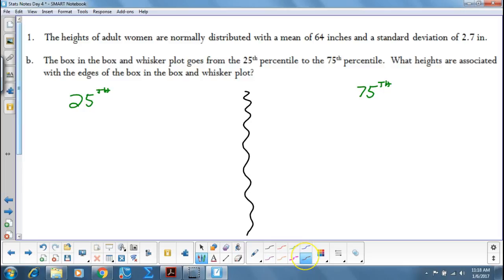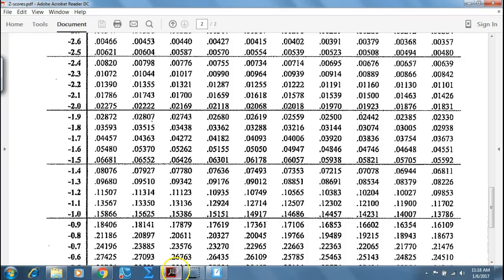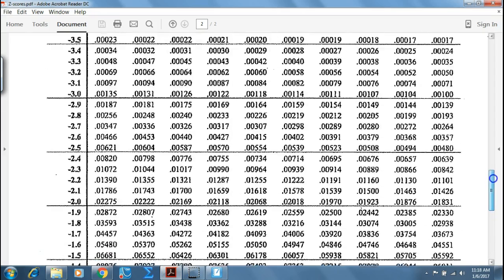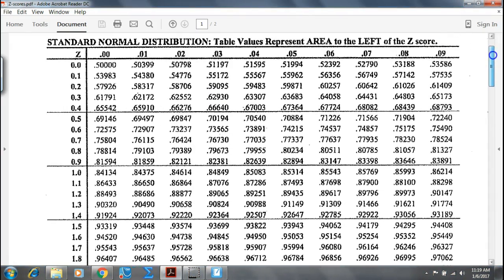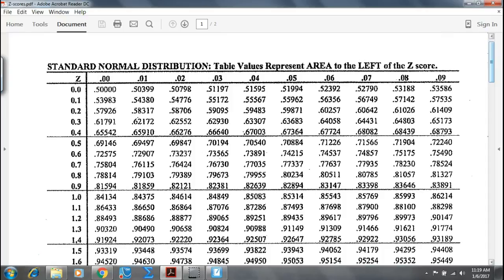Okay? So the 75th percentile means that I'm looking for 75, or where 75% of the population is below. So that's a decimal value of 0.75. With me? So we need to look on our charts as to where we have a decimal that is 0.75. So I'm going to be on the positive side this time, because 0.75 is above 0.5.